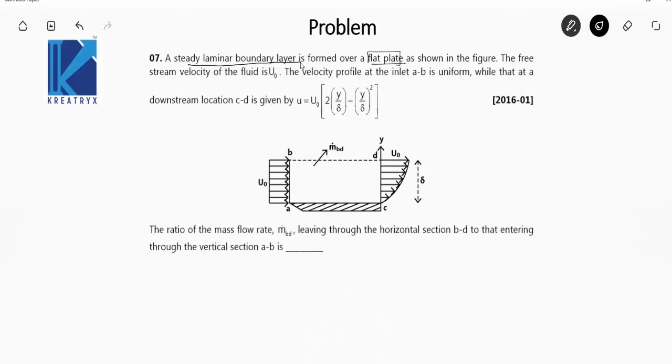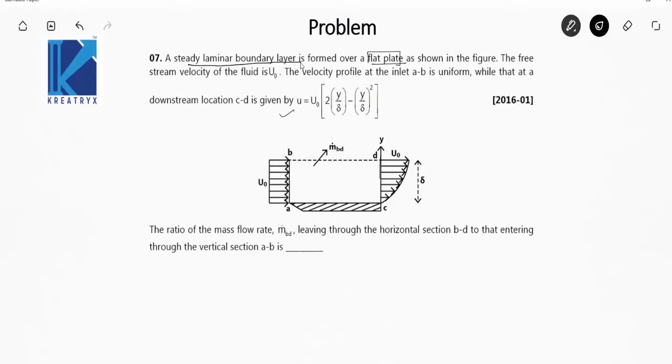The velocity profile at the inlet AB is uniform, while that at the downstream location, this section CD, is given by this relation. The ratio of the mass flow rate m dot BD, the mass flow rate leaving through the horizontal section BD, to that entering through the vertical section AB is. It is a nice question, so I will recommend you to solve this question before seeing the solution.